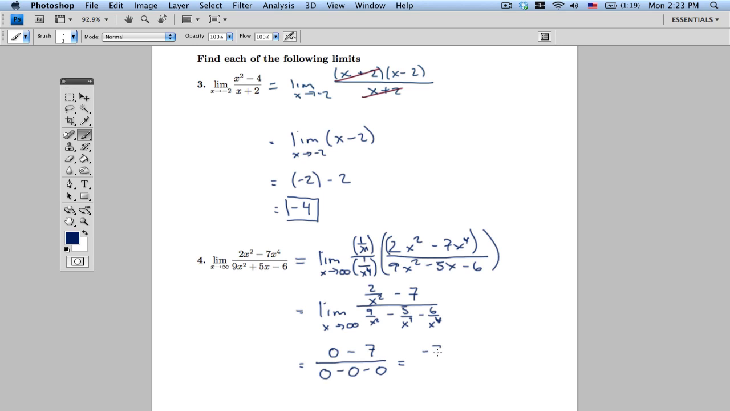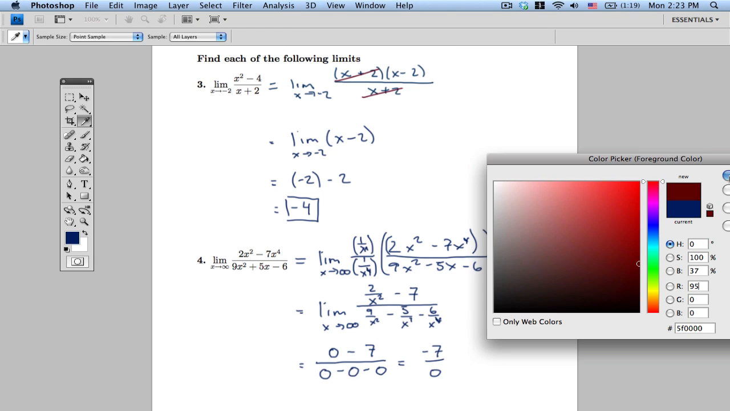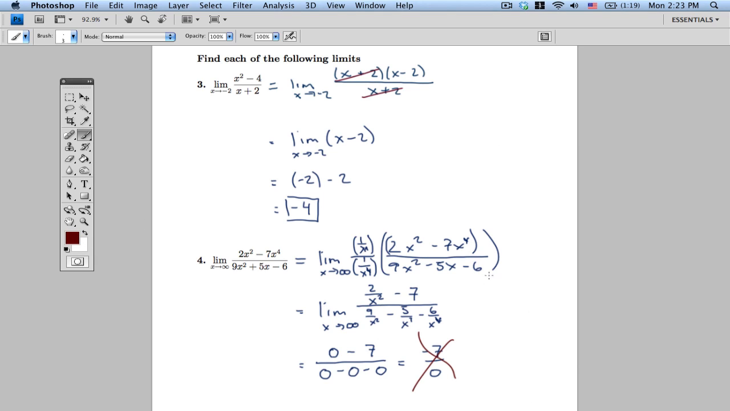So what we end up with is negative 7 over 0. And we know that that can never happen, right? We can't have that. So what we conclude is that the limit does not exist.